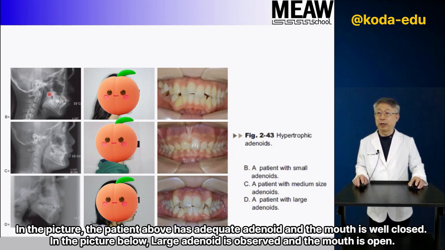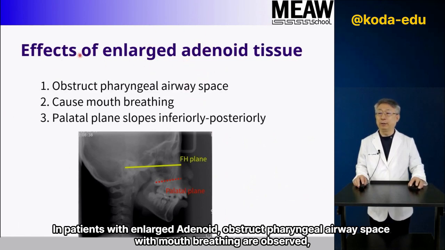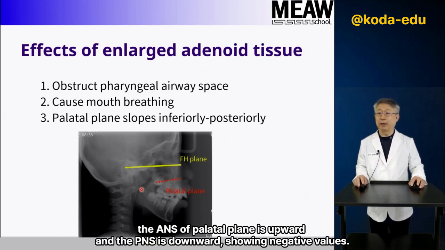In the picture, the patient above has adequate adenoid and the mouth is well closed. In the picture below, large adenoid is observed and the mouth is open. In patients with enlarged adenoid, obstructed pharyngeal airway space with mouth breathing is observed. The A and S of palatal plane is upward and the P and S is downward, showing negative values.